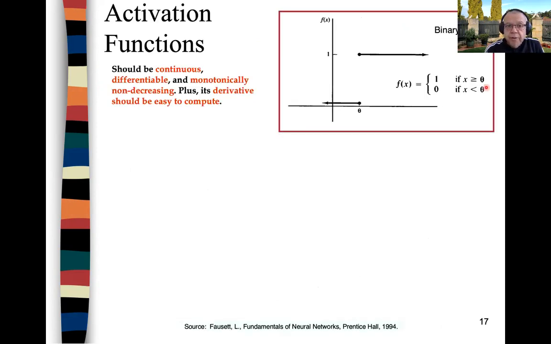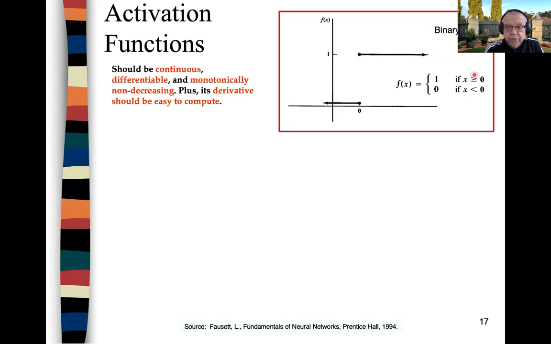So again, the type of activation function we had before, we saw that this is a binary step, which is 0 when the input is less than a certain threshold theta, and then 1 when it is greater than the threshold.